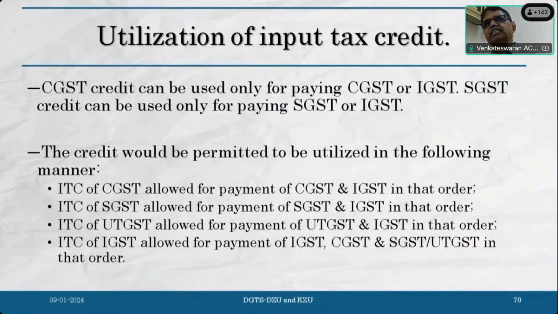ITC can be used: IGST can be used for CGST and SGST, CGST can be used for CGST and IGST, and SGST can be used for IGST and SGST. But definitely CGST cannot be used for SGST, and SGST cannot be used for CGST. But what I find is, the system automatically debits the entry whenever it is available in the electronic credit ledger.